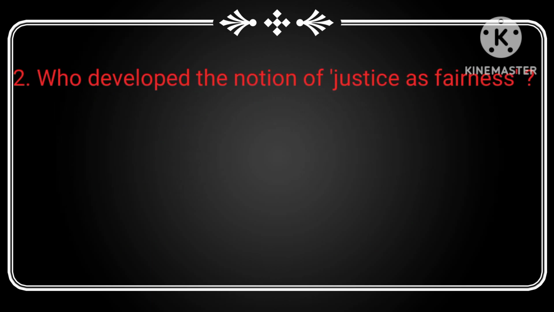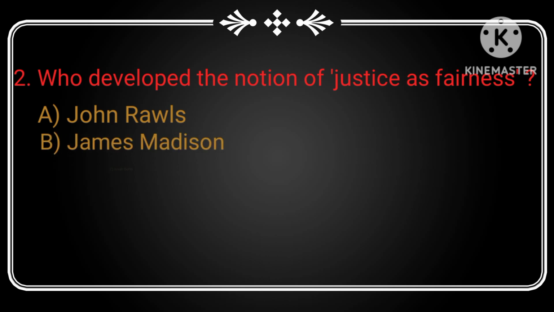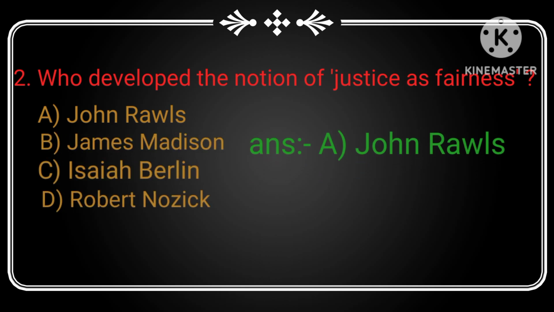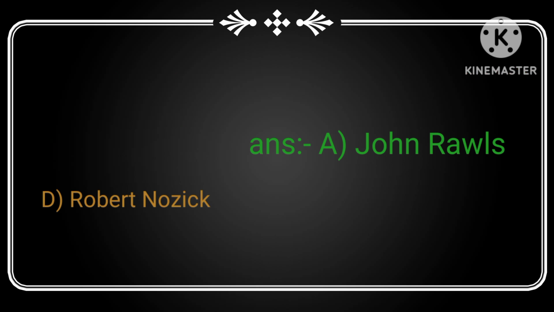Then question number 2. Who developed the notion of justice as fairness? Options are John Rawls, James Madison, Isaiah Berlin and Robert Nozick. So the correct answer is option A, John Rawls.